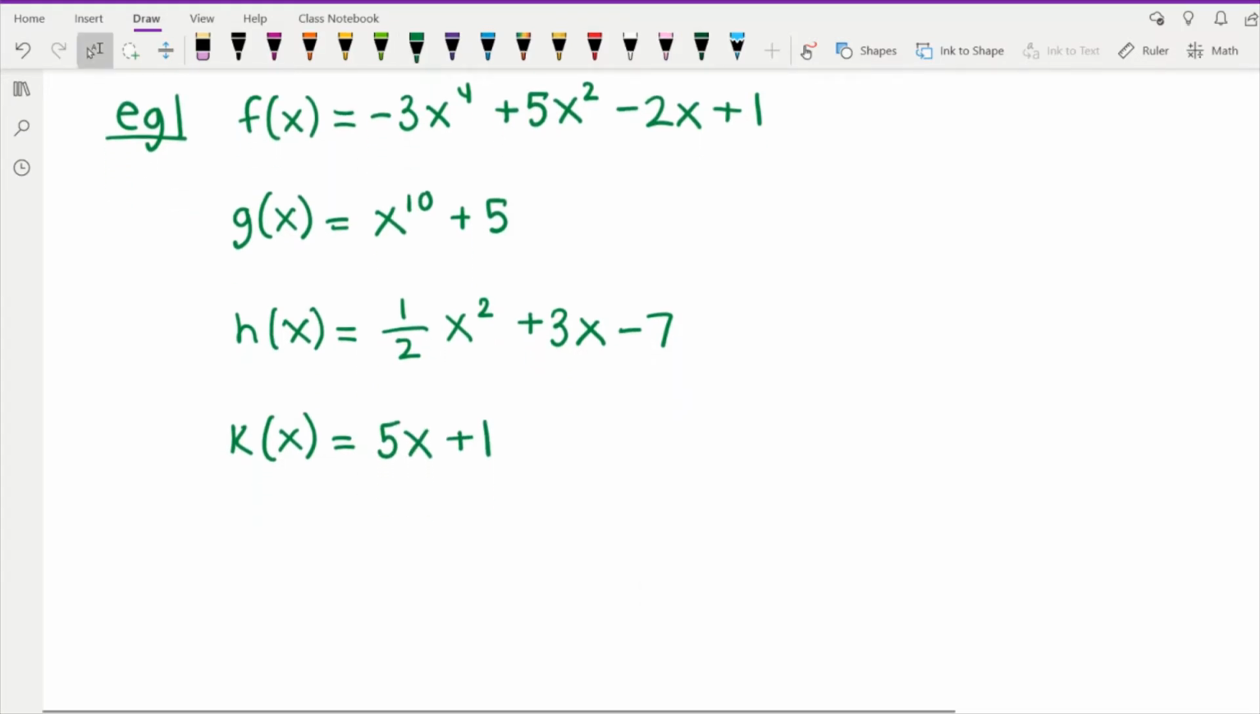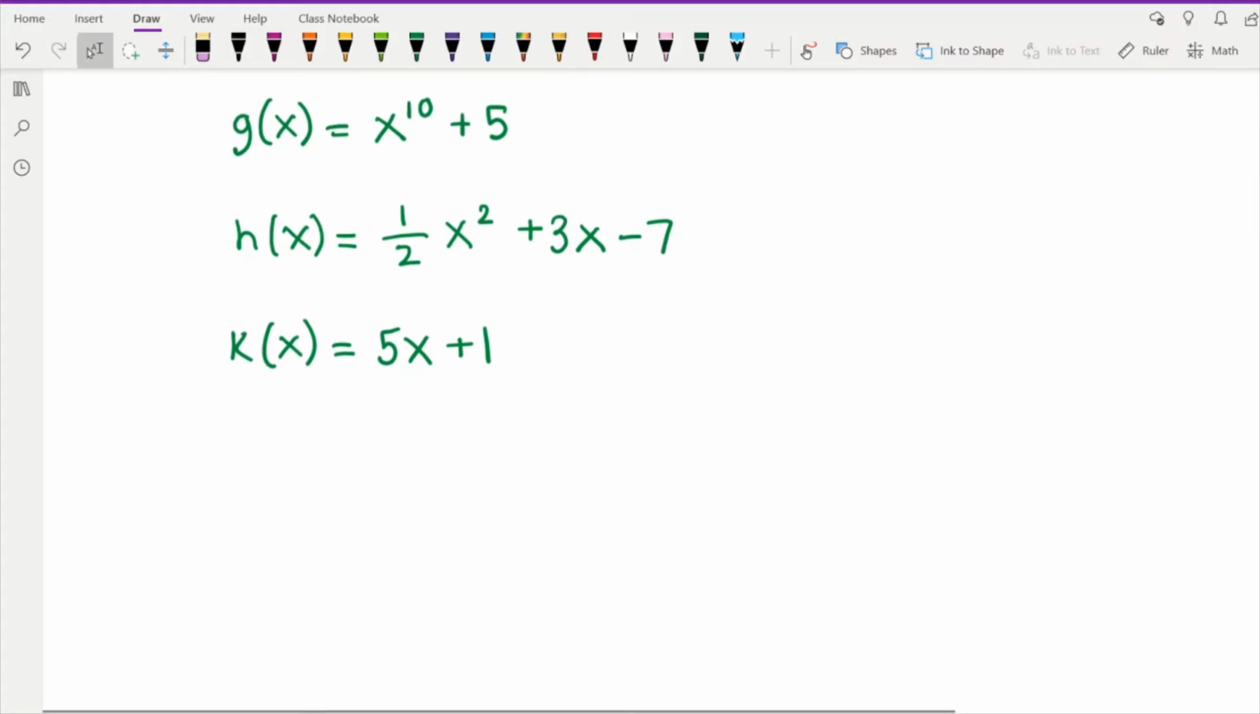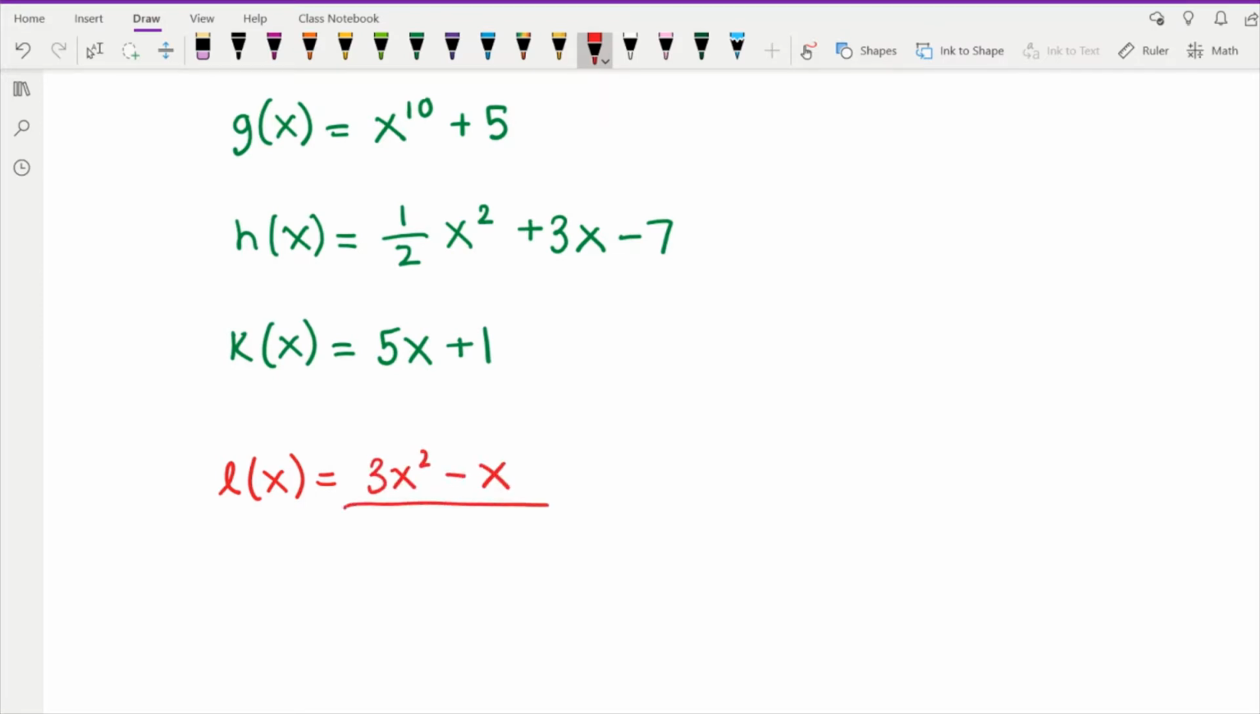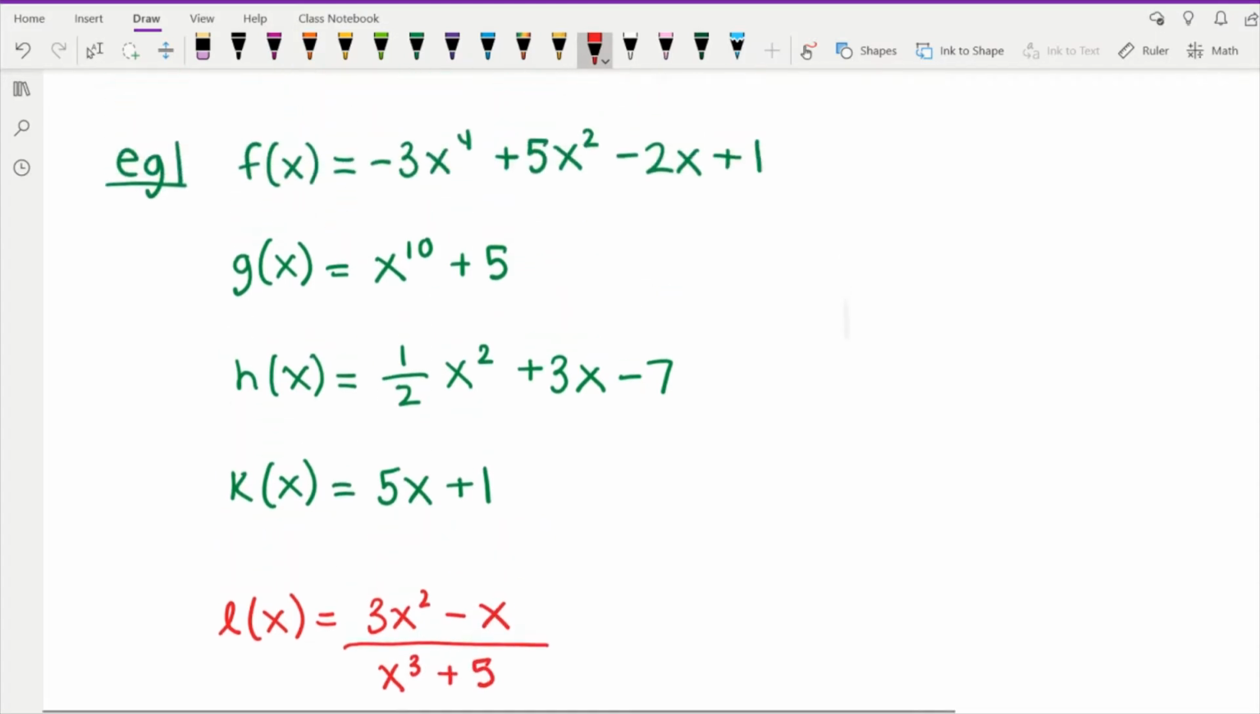So as long as all you're doing is adding up different powers of x, you're good. It's called a polynomial. What would be an example of something that is not a polynomial? Well, let's say you had something like 3x squared minus x, but then that was divided by x cubed plus 5. So why is this not a polynomial? Well, it just doesn't fit this format, right?